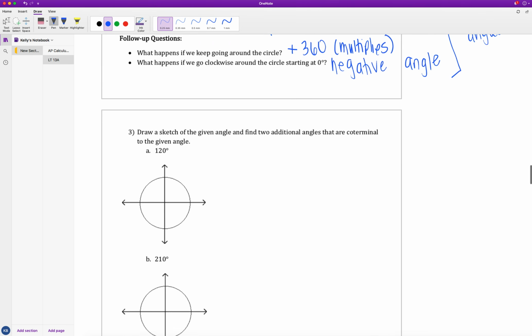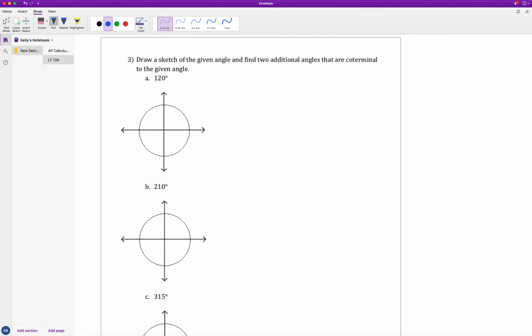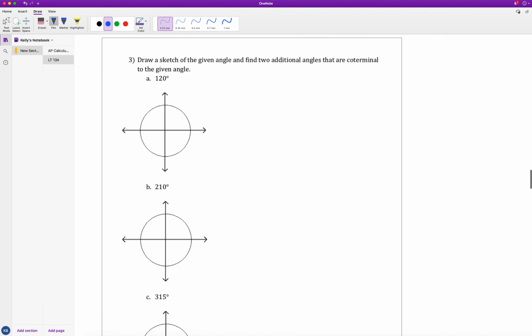Let's jump into some examples. So the first thing we have says, draw a sketch of the given angle and find 2 additional angles that are coterminal to it. I want you guys to pause the video right now and sketch out where each of these angles are, and try to do it without looking at the prior page of your notes. Okay, let's look at the first one.